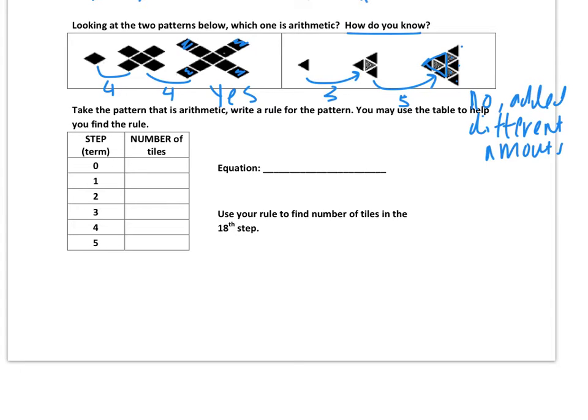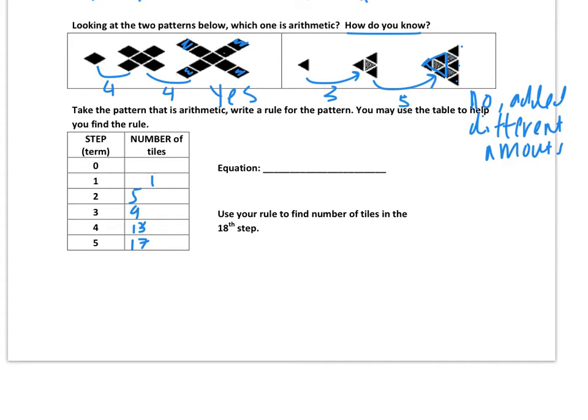First term there was 1, second term there was 5, because of the one in the middle. Then we added 4 and got 9, and we added 4 and we'd get 13, and if we add 4 again, we would get 17.